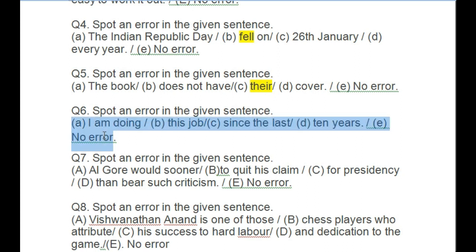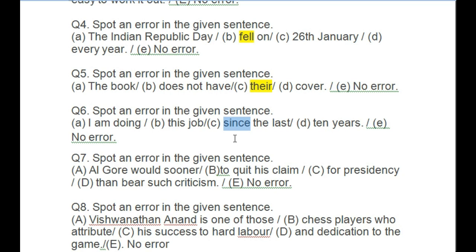"I'm doing the job since the last 10 years." Yes. So whenever we have a sentence that has since and for as time prepositions, and the sentence is written in continuous form, please understand, the sentence cannot be present continuous, past continuous, or future continuous whenever we have these since and for as time prepositions.